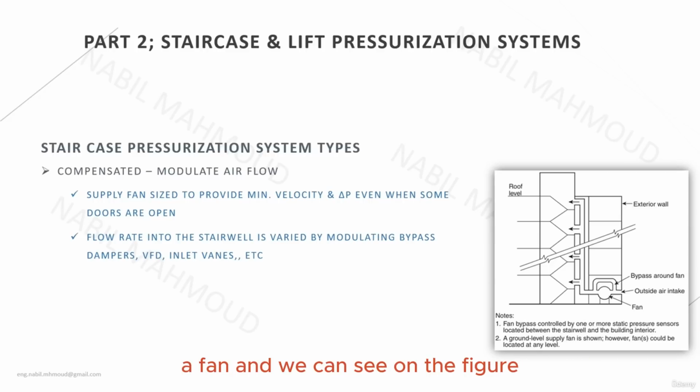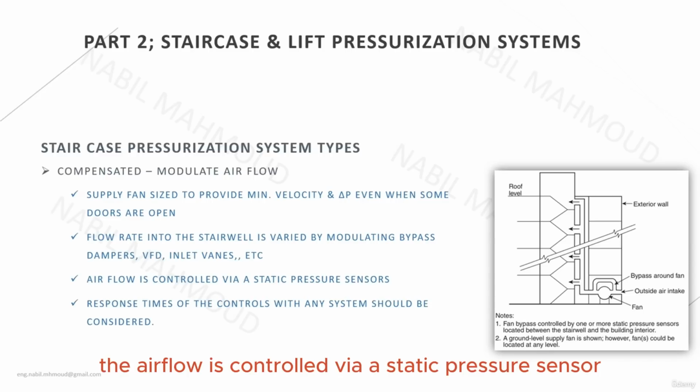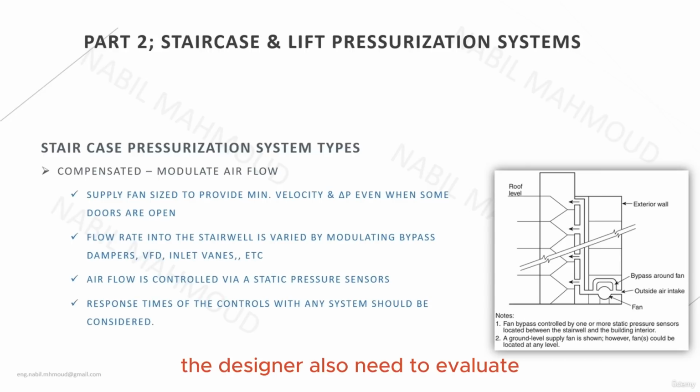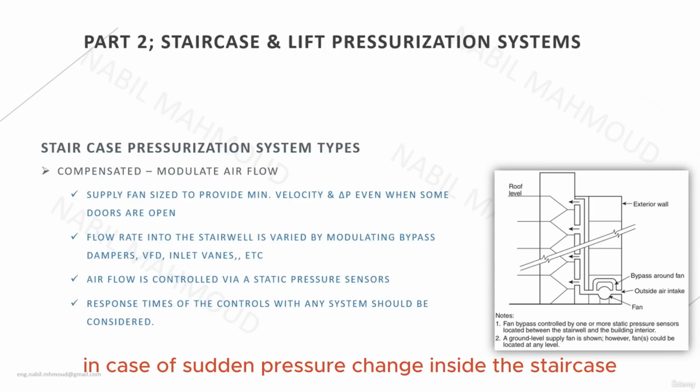And we can see on the figure on the right side of the screen the modulating bypass with the bypass damper around the fan. Also in this option, the airflow is controlled via a static pressure sensor. The designer also needs to evaluate the response time of the controls and the sensor in order to avoid any pressure loss scenario in case of sudden pressure change inside the staircase.